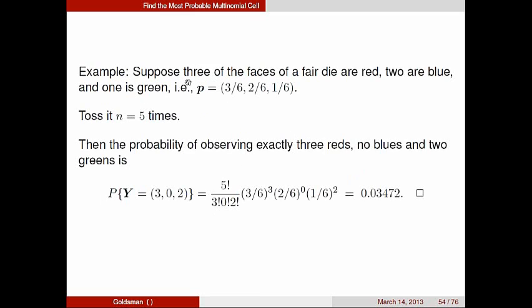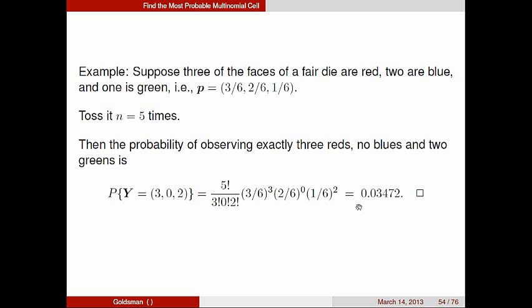Okay. Example: suppose 3 faces of a fair die are red, 2 are, I think, blue. I can't see it. And 1 is green. So here are the different probabilities of the 3 colors: 3/6, 2/6, 1/6. I toss the die 5 times. The probability of observing exactly 3 reds, no blues, and I guess 2 greens is this. I just plugged into my equation.